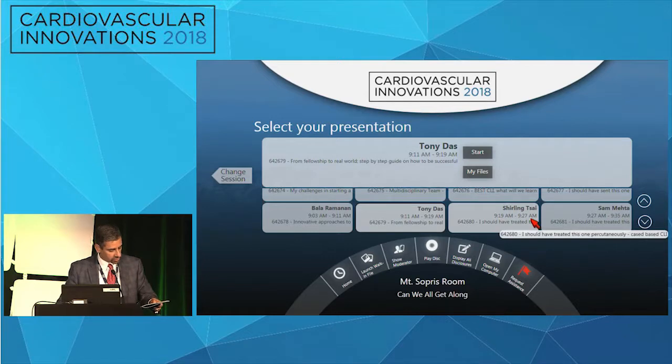Okay, next we have Shirling Tsai. She's going to talk about "I should have treated this one percutaneously," case-based CLI.